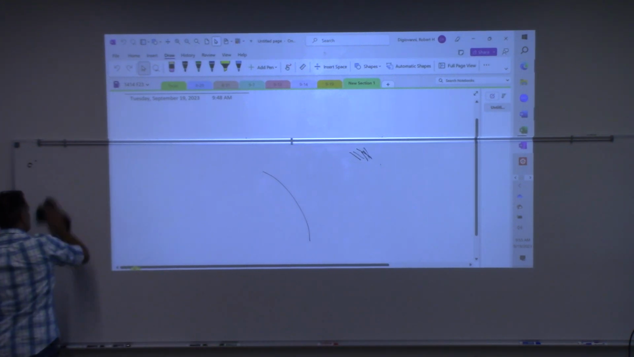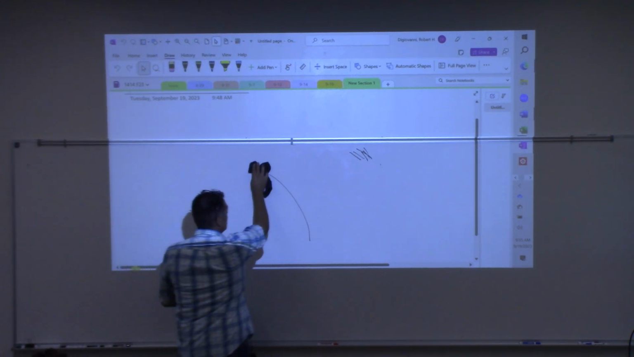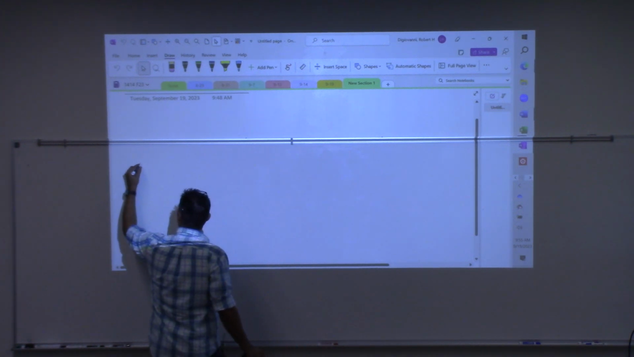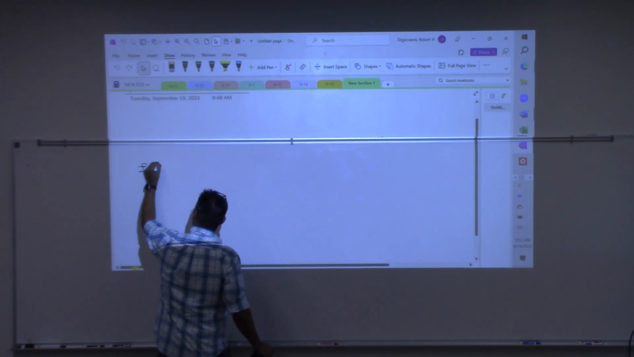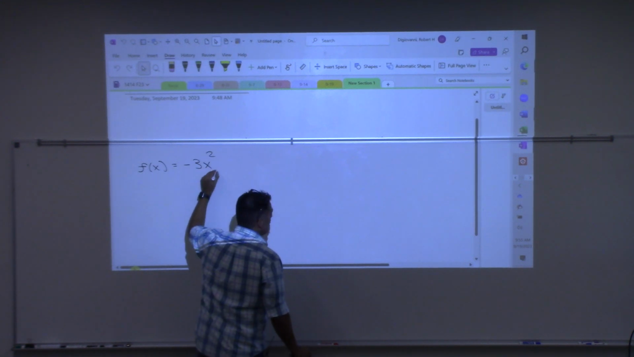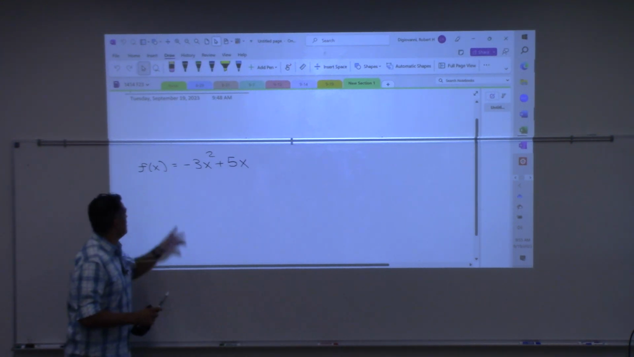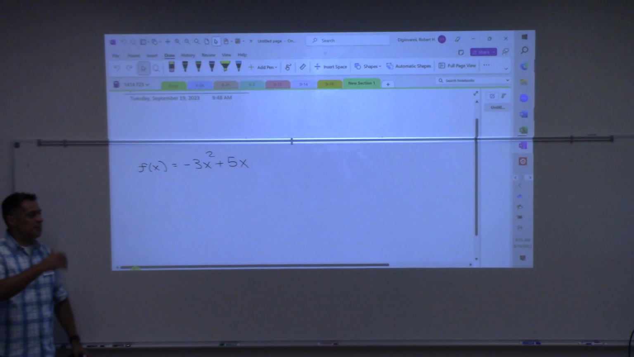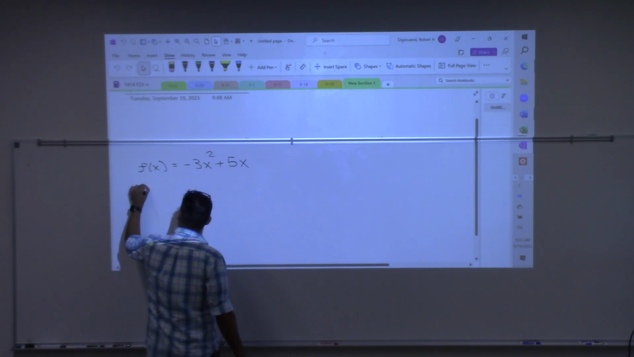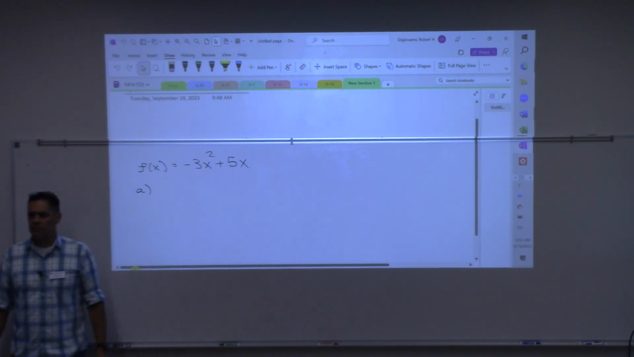This is a new problem. What we're given here is a function. So this is number 26. We're given a function f of x equals negative 3x squared plus 5x. How do I know this is a function? Because I wrote the notation, right? F of x. So I've given you this function. This is given. And the first part, part A, says, is negative 1, 2 on the graph of that function?